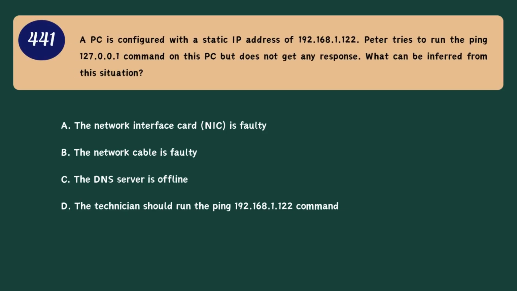Question 441. A PC is configured with a static IP address of 192.168.1.122. Peter tries to run the ping 127.0.0.1 command on this PC, but does not get any response. What can be inferred from this situation? A. The network interface card is faulty. B. The network cable is faulty. C. The DNS server is offline. D. The technician should run the ping 192.168.1.122 command.